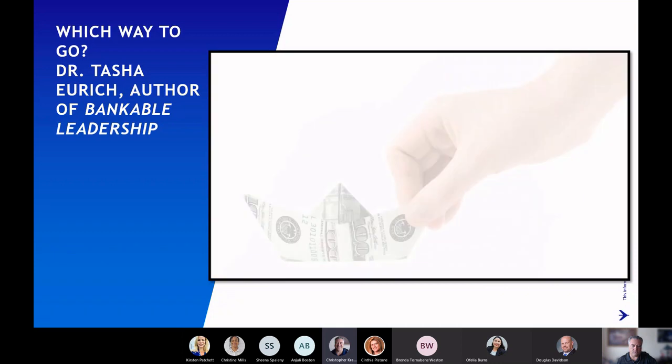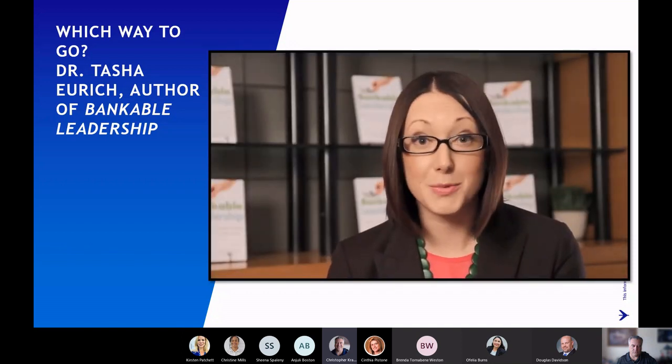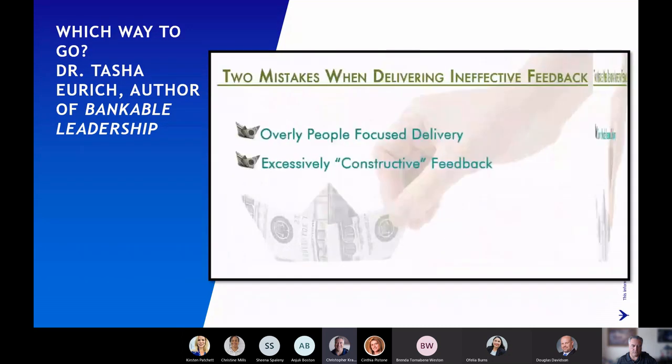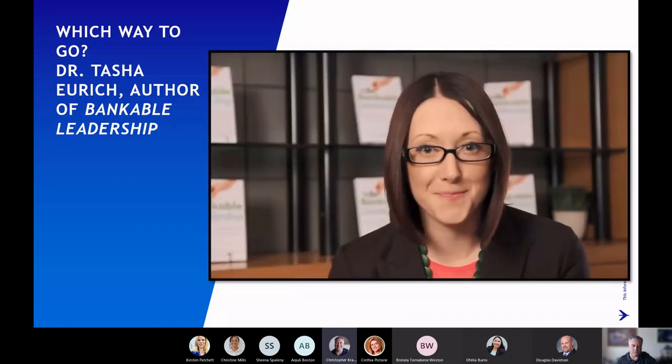There are typically two mistakes that leaders make when delivering ineffective feedback. The first is the overly people-focused or left-side leader. This is a person that doesn't want to hurt employees' feelings, and as a result gives copious amounts of positive feedback and is scared to death of any other type of feedback. The second mistake that I see are leaders who only give quote-unquote constructive feedback, which is usually code for here's what you did wrong.